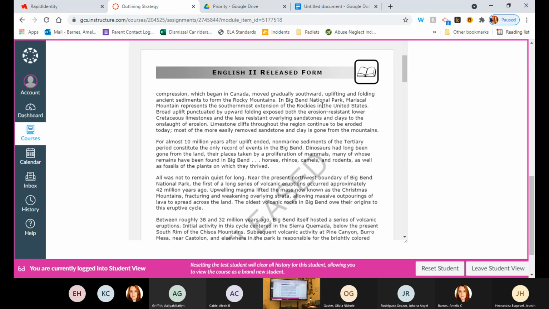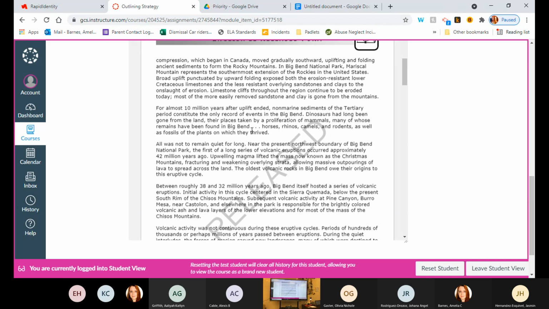In Big Bend National Park, Mariscal Mountain represents the southernmost extension of the Rockies in the United States. Broad uplift punctuated by upward folding exposed both the erosion-resistant lower Cretaceous limestones and the less resistant overlying sandstones and clays to the onslaught of erosion. Limestone cliffs throughout the region continue to be eroded today. Most of the more easily removed sandstone and clay is gone from the mountains.